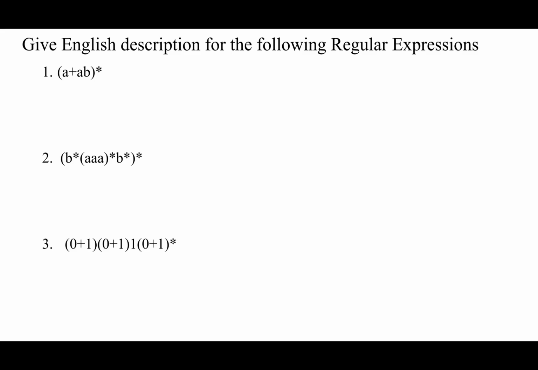The next one: the regular expression is given, so we have to give the description for that regular expression. Here the first one is (a plus ab) the whole star. What is the meaning? For this whole star, Kleene closure is there, so there can be epsilon, the empty string is possible. Then it can have only a, or it can have ab, or ab ab, or ab a.